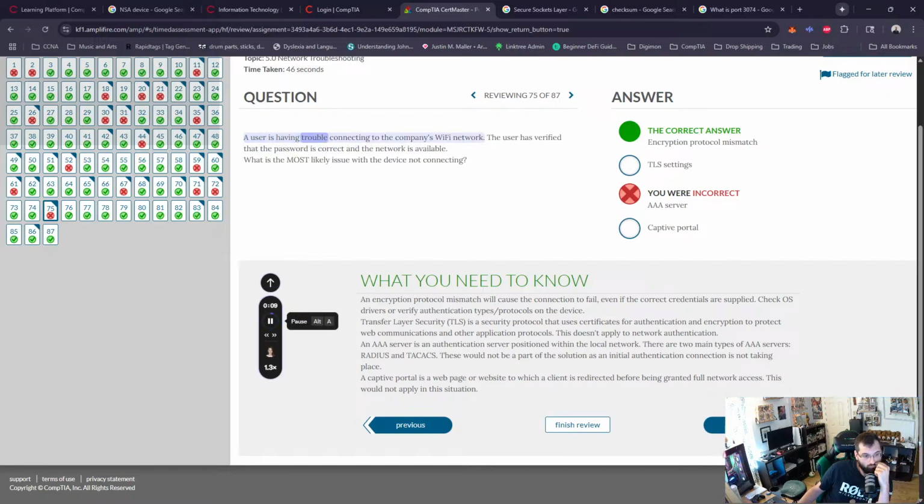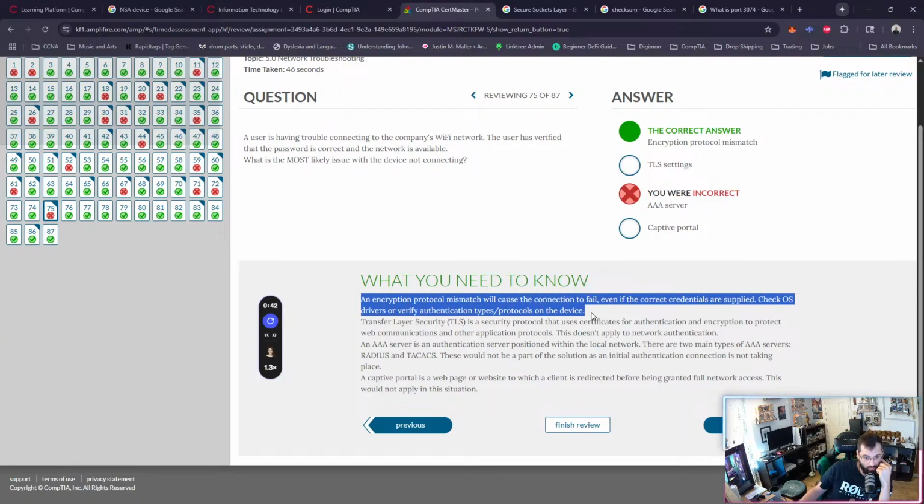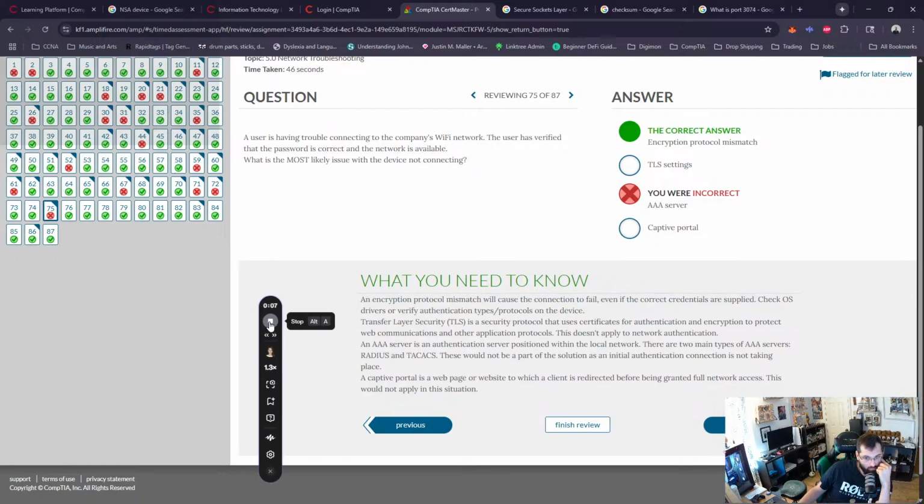A user is having trouble connecting to the company's Wi-Fi network. The user has verified that the password is correct and the network is available. What is the most likely issue with the device not connecting? It is encryption protocol mismatch. An encryption protocol mismatch will cause the connection to fail, even if the correct credentials are supplied. Check OS drivers or verify authentication types and protocols on the device.